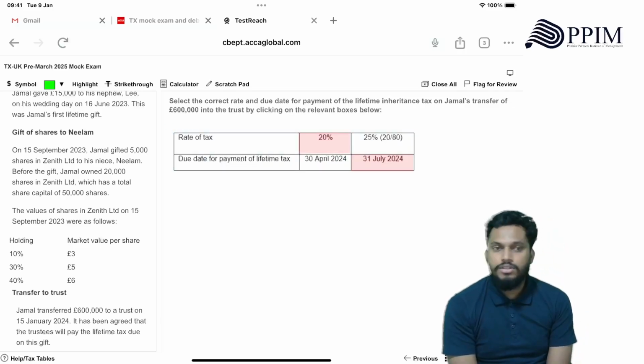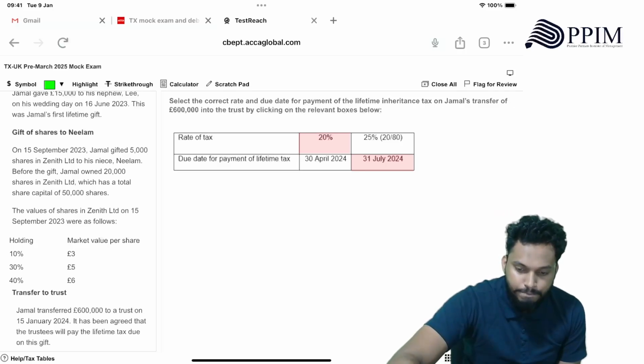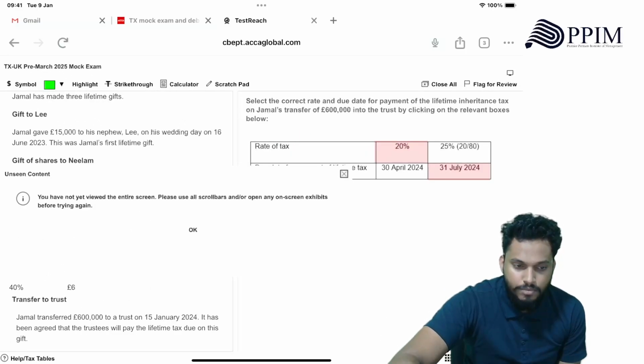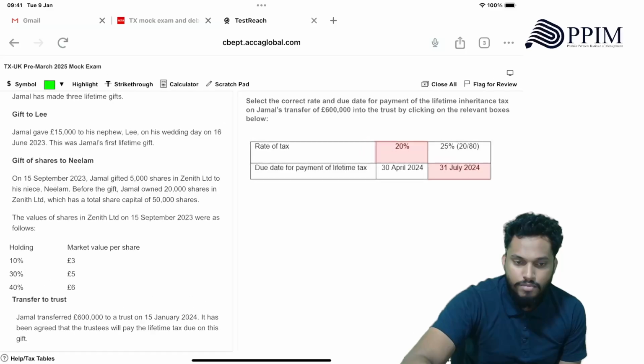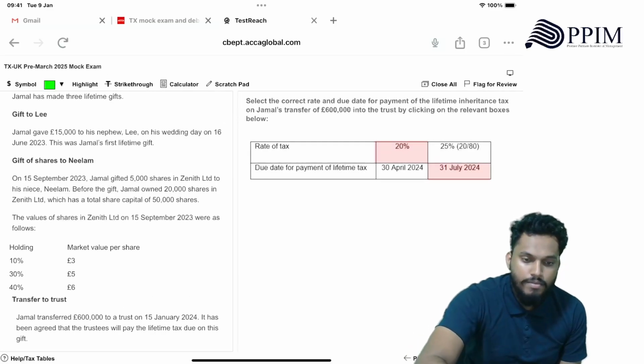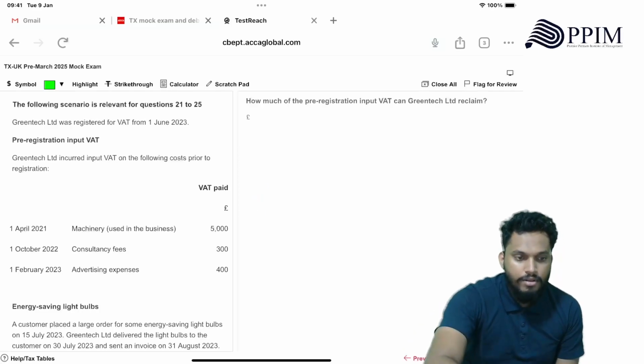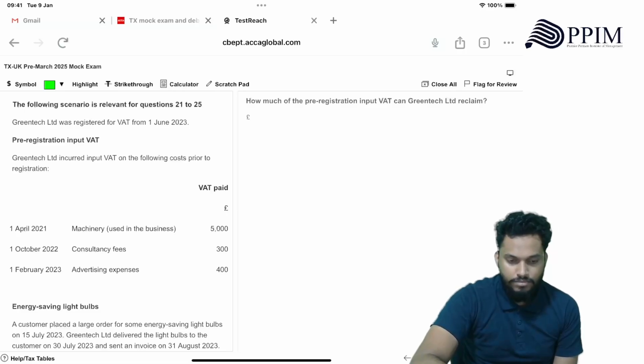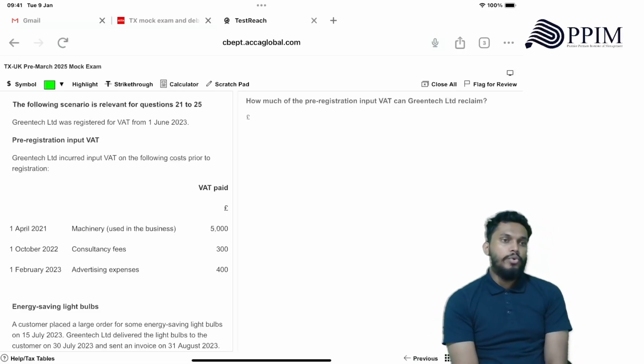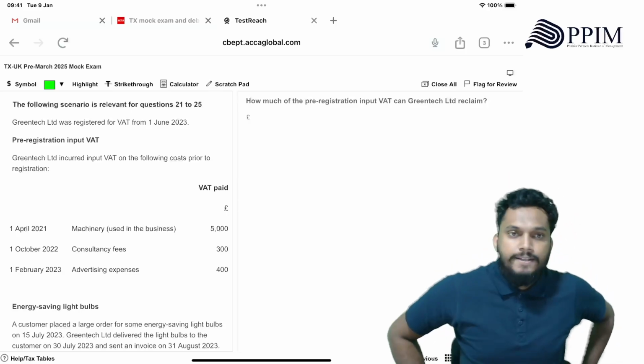So these are the two options. You need to choose like this. Then only your answers will be marked correct. So computers will read the answer. Fine. Right. Did you all try the back part? 20% and 31st July.